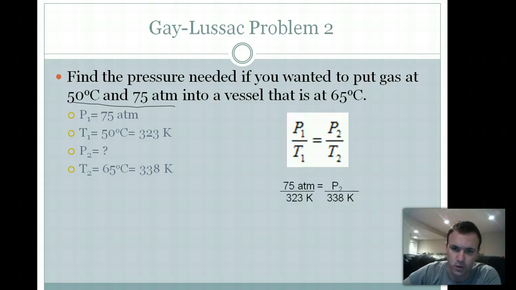All right, substitute it in as before. Substitute in correctly: 75 times 338 equals 323 times P2, and you should get 78 atmospheres. I went through these pretty quick, which isn't that big of a deal. I mean, pick up a calculator, try to calculate these along with the video. You can rewind, you can pause to be sure that you're getting this right.